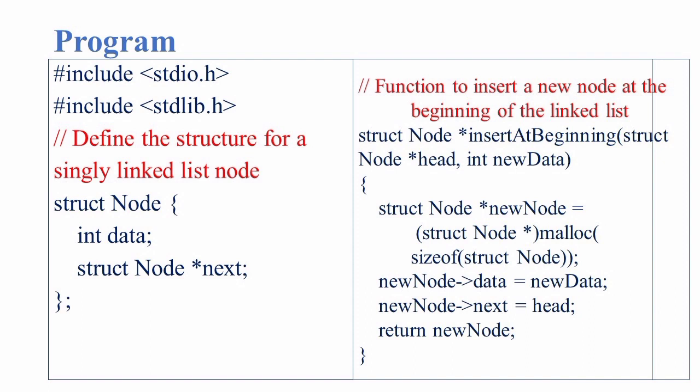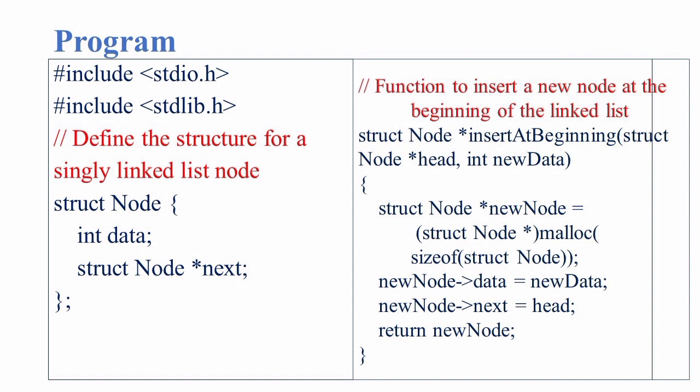The program includes the necessary header files for standard input-output and memory allocation. It defines a structure named node that represents a node in a singly linked list. Each node contains an integer data and a pointer next to the next node in the list.